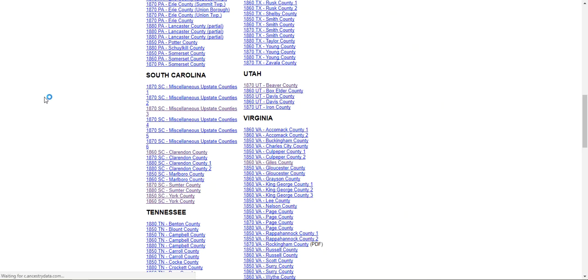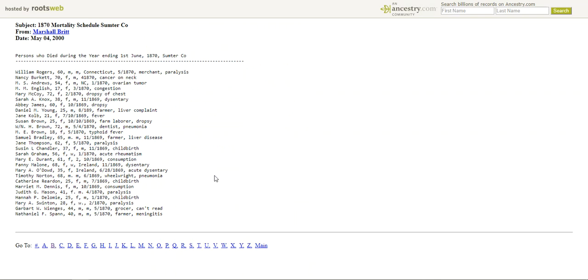Now let's go back and let's look in Sumter County. That is, like I said, where my family is right now. There is not an 1850, but there is an 1870 and an 1880. So let's go ahead and click on 1870. Now this one, they're all going to look different because they are all done by counties individually, so there is not really a general form that they filled out.